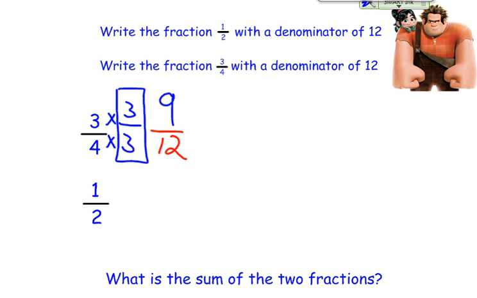Just like on the bottom, I want 12 again. So 2 times 6, which means I got to go like that. Another 6/6. And that gives me 6/12.